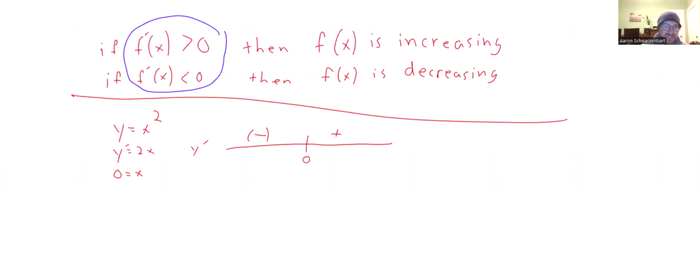So this function is increasing. The only place where it changes is at 0, from 0 to infinity. It is decreasing from -infinity to 0. Notice the including 0 on both. Let's apply this to a little more challenging one.